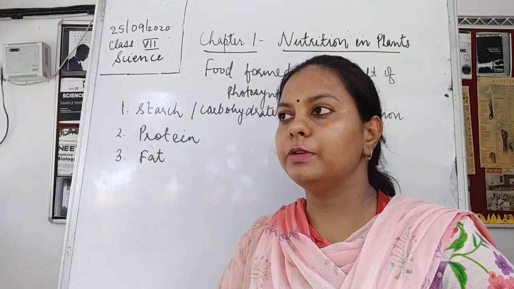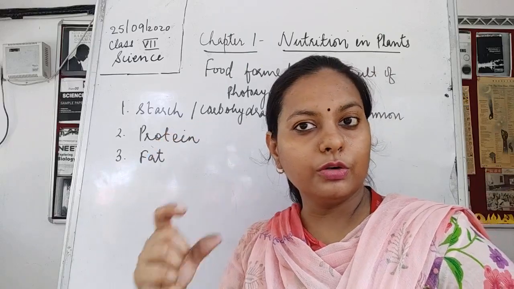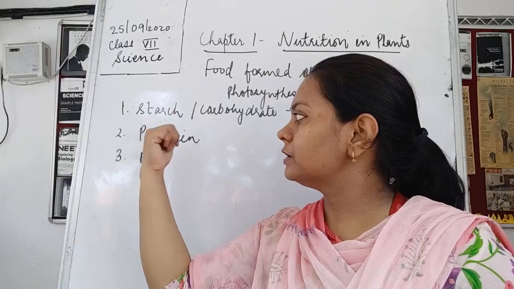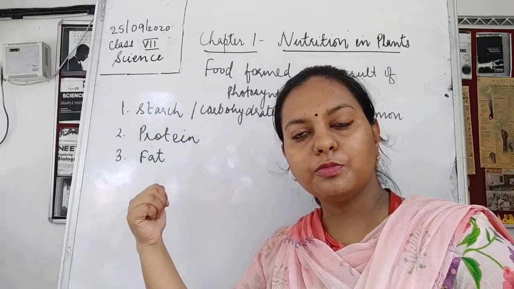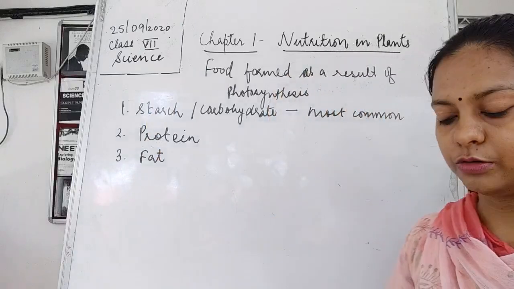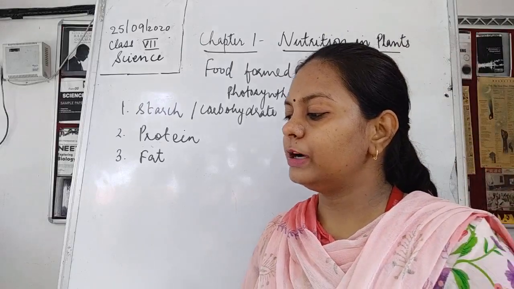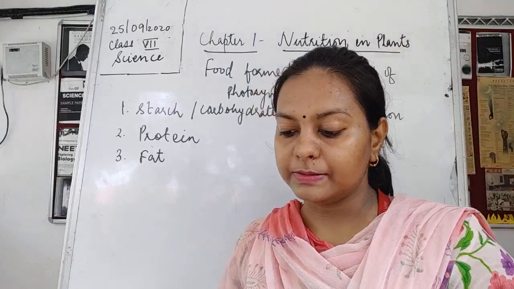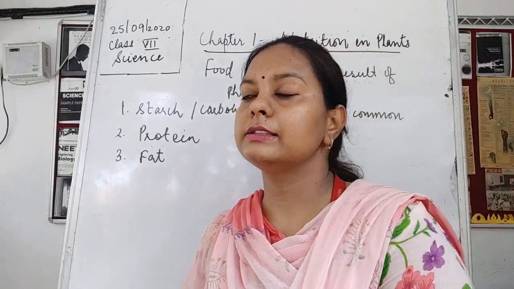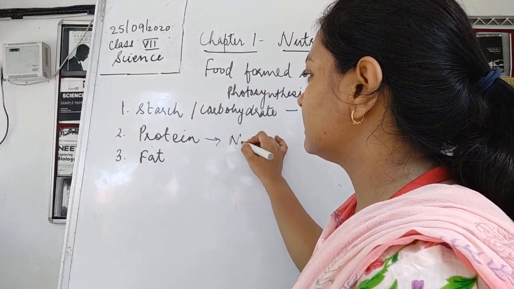I just wanted to tell you that as a result of photosynthesis, food is prepared, and food could be of three types: starch, proteins, and fats. It could be starch most commonly, and after that protein, then fats are also stored. Proteins are nitrogenous substances which contain nitrogen. Now the next question is, from where is this protein being synthesized? This protein is synthesized because of the presence of nitrogen.